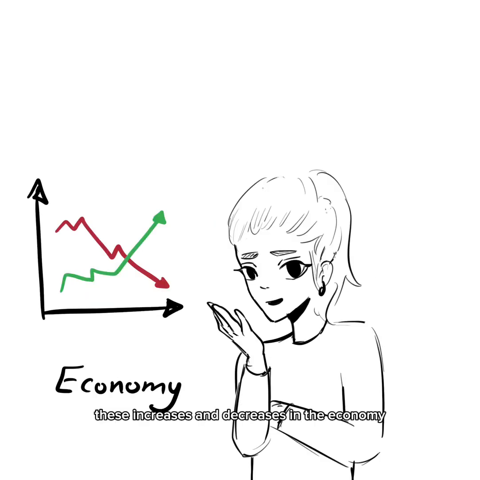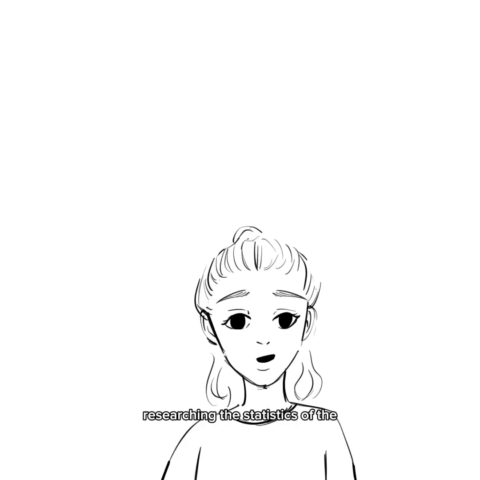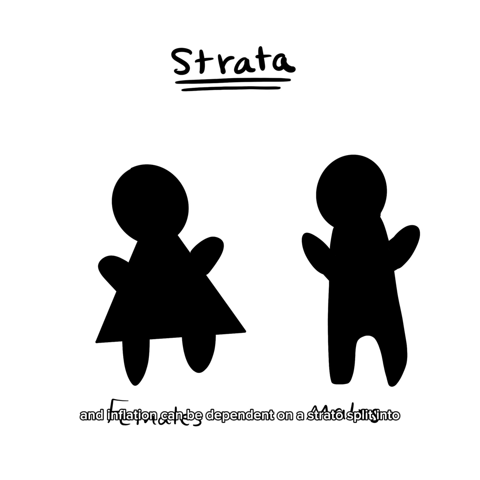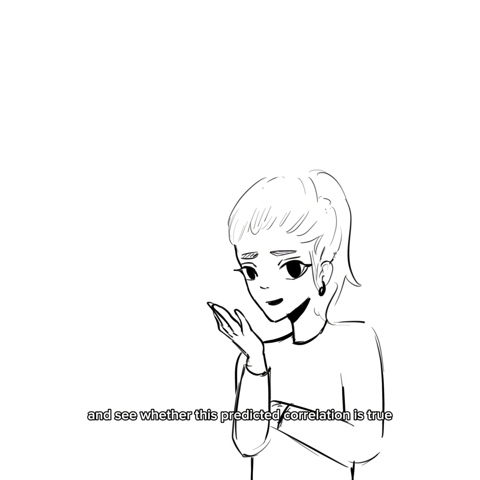These increases and decreases in the economy can be defined by a term called the business cycle. Researching the statistics of the relationship between rates of unemployment and inflation can be dependent on a strata split into females and males. Let's take a look at the data we collected and see whether this predicted correlation is true.